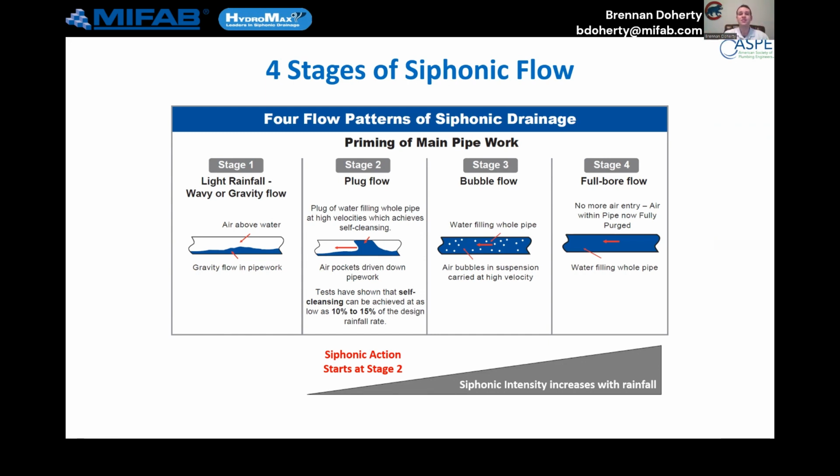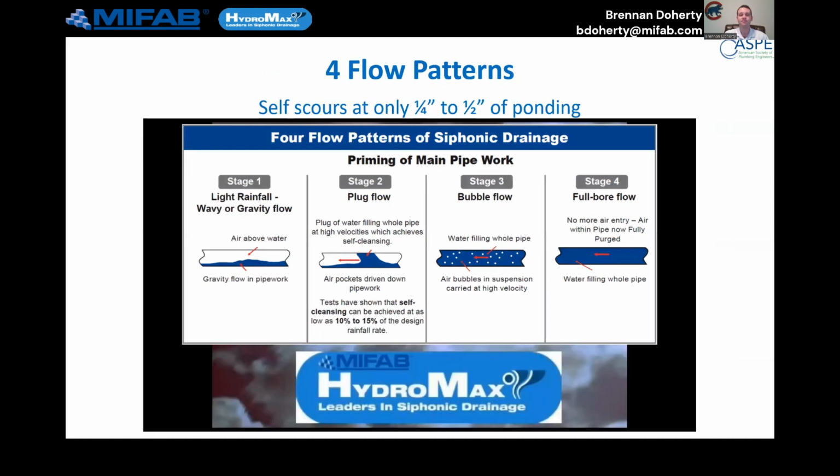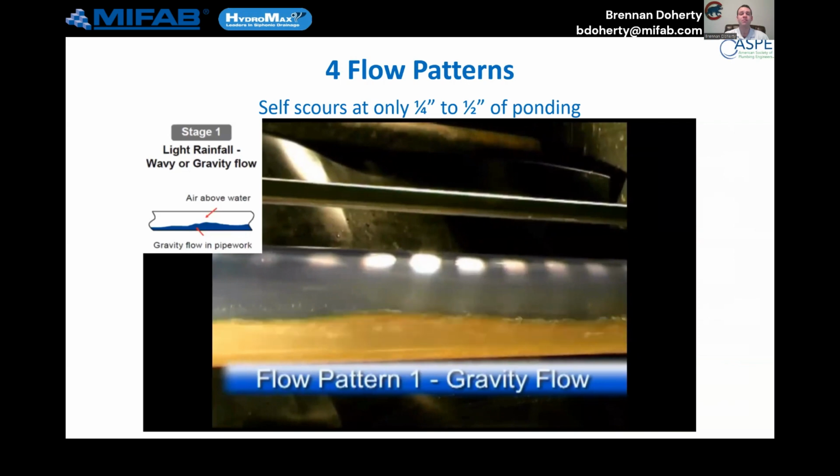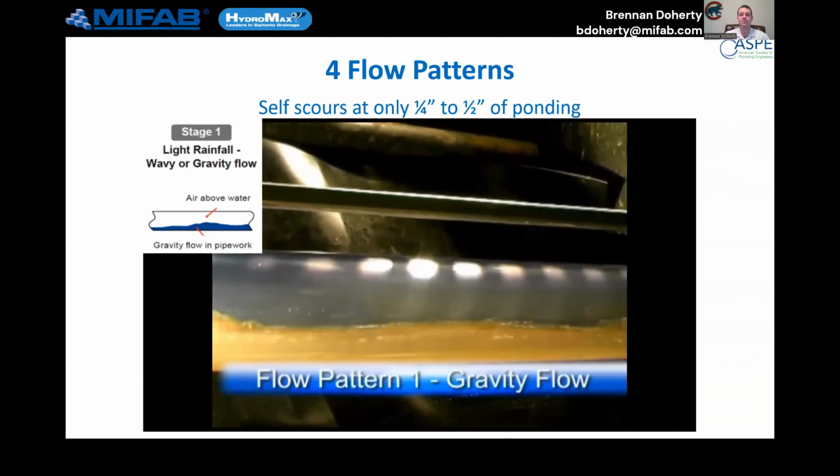Stage 2, this is only a quarter inch to a half inch of ponding. We're going to see the system self-scour. So if there's any leaf, debris, plastic bag, it's going to get sucked clean through at this instance. Stage 3, we're trying to get there. In stage 4, we have complete submersion of the drain. It's 100% siphonic at this point. Next video I'm going to share with you shows these 4 flow patterns in the horizontal, and then we'll take a look at the vertical, which is just even more intense when it gets to that stage 4.